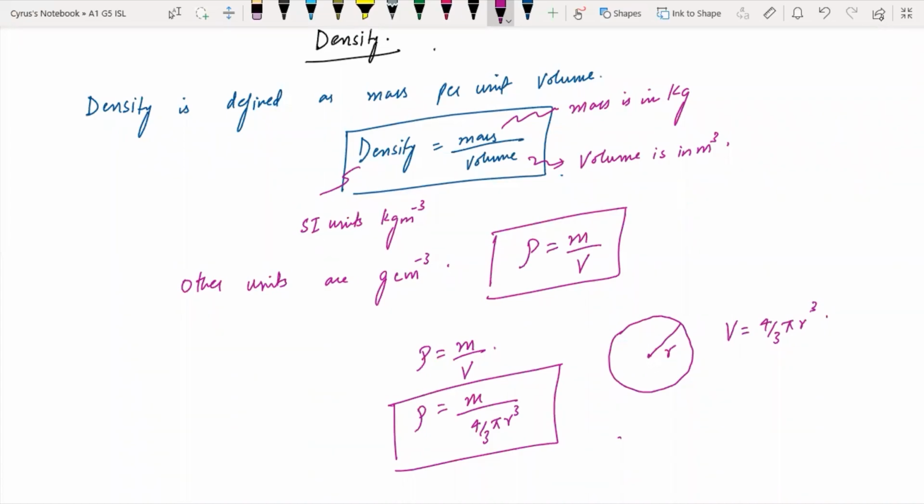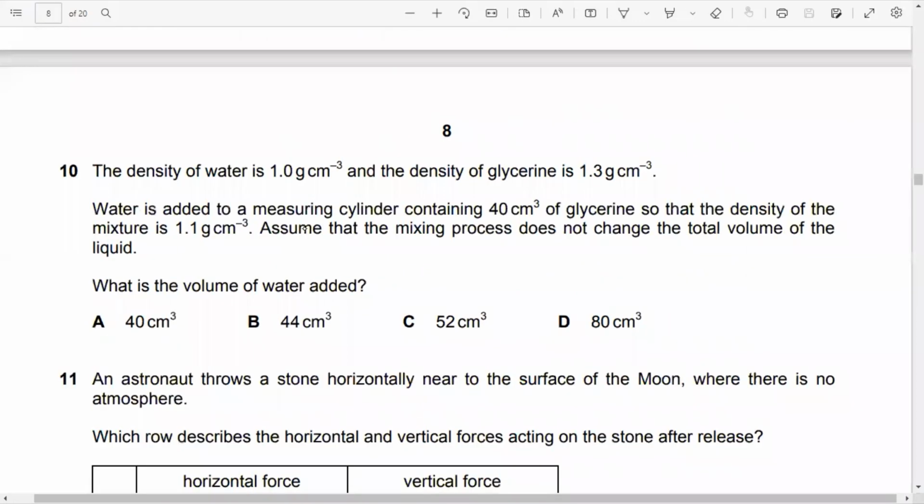Is that clear? ठीक है, तो ये आप लोगों ने इसका खास ख्याल रखना. We have been given the density of water as 1 gram per cm cube. This is summary 18 paper 1-2. The density of water is 1 gram per cm cube, and the density of glycerine is 1.3. Water is added to a measuring cylinder containing 40 cm cube of glycerine, so that the density of the mixture is 1.1 gram. This is the density of the entire mixture. Assume that the mixing process does not change the total volume of the liquid. What is the volume of water added?